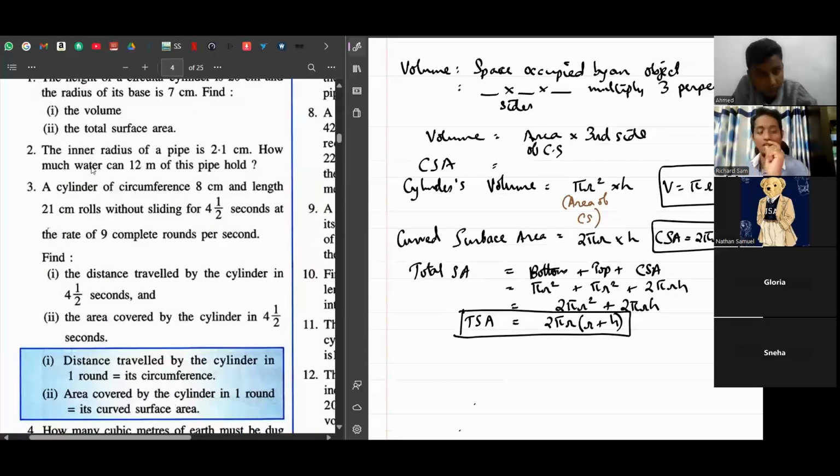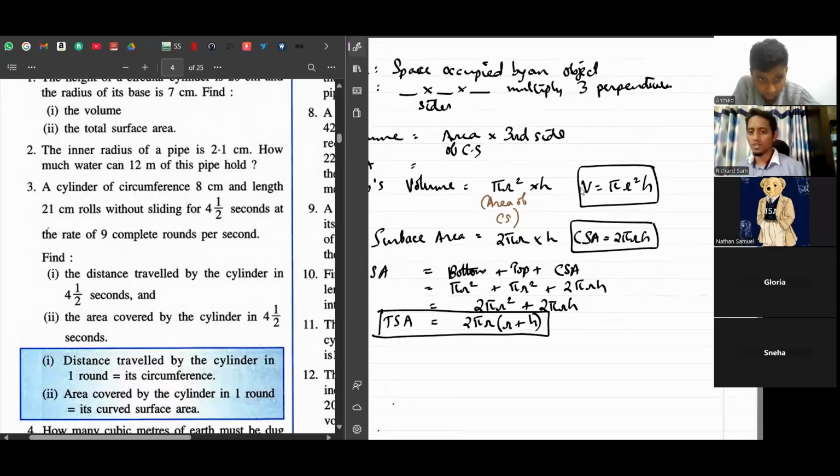Second one, look. The inner radius of a pipe is 2.1 centimeter. How much water can 12 meter of this pipe hold? It's actually a direct question only. What have they given? They gave radius and the length of the pipe. If you put the pipe straight, then it becomes the height of the pipe. So they have given height and radius, and you have to find how much water it can hold, which means that is the volume. So you can directly use the volume formula. You have radius, you have height. Okay. Now look at the next question.